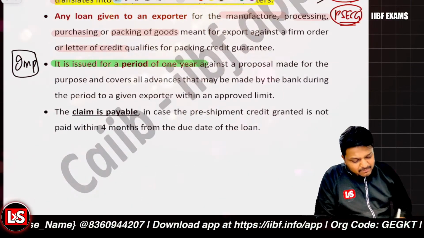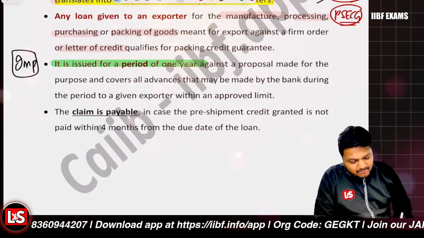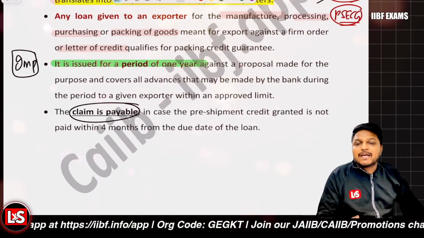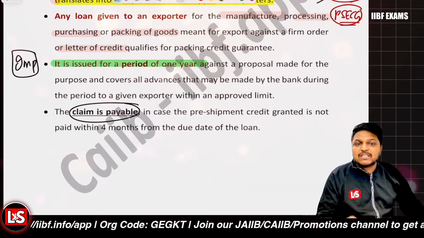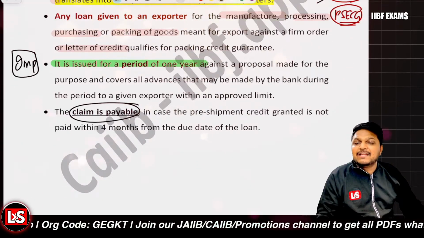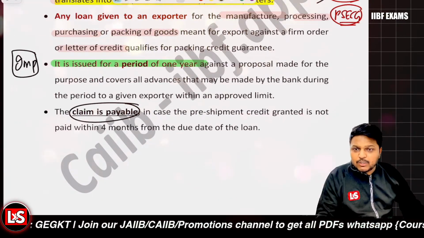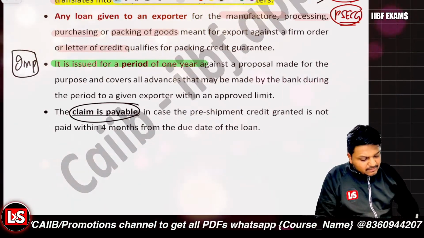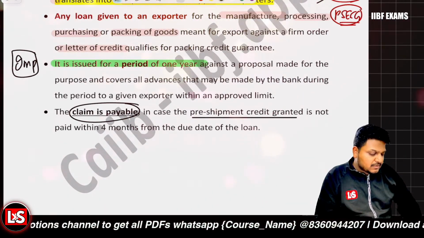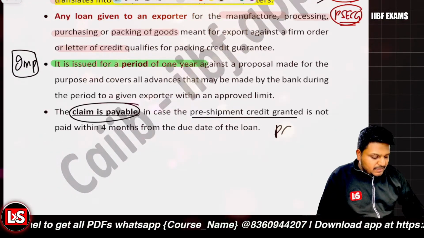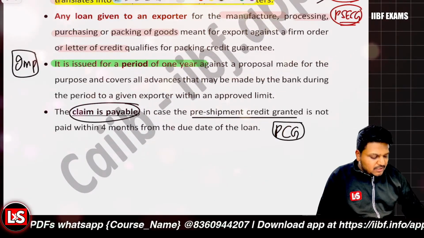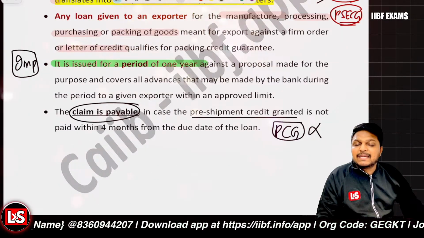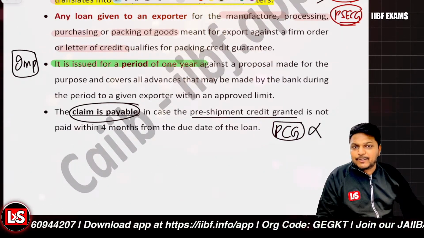And the claim is payable within 4 months. Let's say default was there on behalf of the exporter. Now the claim is to be paid. In case the pre-shipment credit granted is not paid within 4 months from the due date, the claim is payable, right? Basically, if it is the pre-shipment credit guarantee, like I told you, pre-shipment credit guarantee means PCG. If it is not paid, there was default in it, then it can be claimed. The claim is payable in that scenario. Okay.